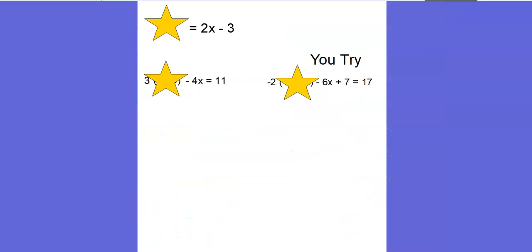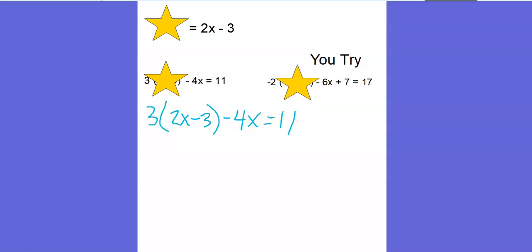Okay, notice in this next one that star is equal to 2x minus 3. Notice that the questions are getting a little bit more difficult. So I'm going to write down 3 star, and in place of the star is the expression 2x minus 3. Close the parentheses and write down whatever's outside: minus 4x equals 11.